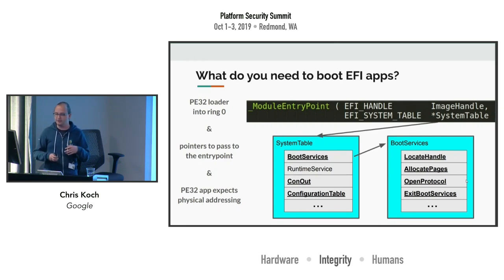The next thing you need is the right pointers to pass to the entry point. An EFI application's entry point looks like this. The part that matters most here is the system table that points to a bunch of function pointers that are routines sitting around somewhere, and points to some configuration stuff like ACPI tables. And the third thing that these applications, for the most part, expect is physical addressing. When you boot the Windows bootloader, it's going to expect to have a physical address space or at least one-to-one mapped virtual to physical addressing.